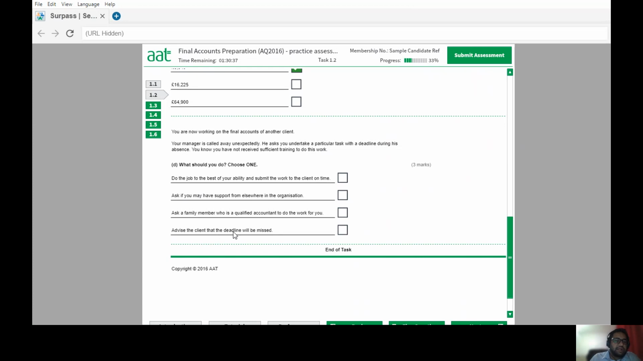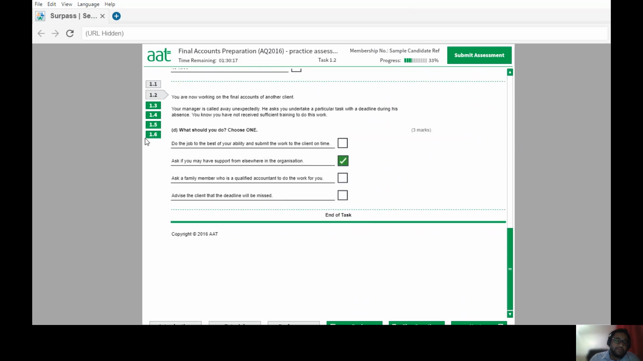Advise the client that the deadline will be missed, which is also not the right thing to do, because obviously the task was set upon you. So you need to find out how you can get it done best to your abilities. Plus you need to make sure you get that right. So that means the best answer in this scenario is going to be the second one.